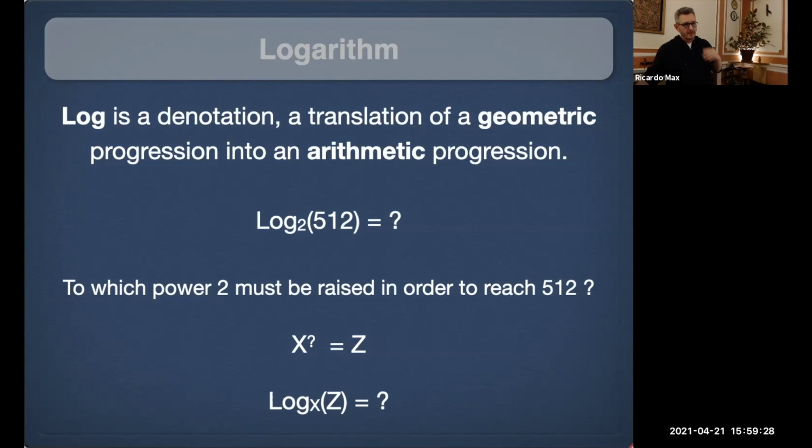A logarithm is a transformation from a geometric progression into an arithmetic one. So the question is, to which power the base, that here is 2, must be raised in order to reach 512. So it's 2 raised to 9, right? So it's 9 times 2 times 2 times 2 times 2 times 2 and so on will be 512. So this is logarithms. So why do we use it?